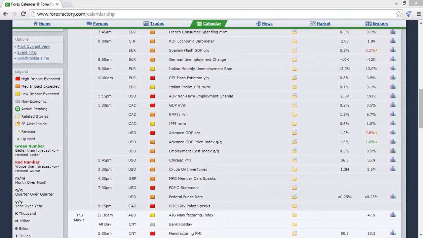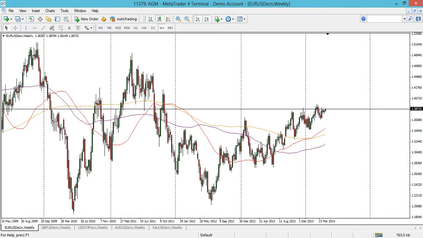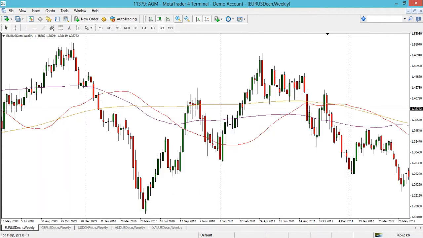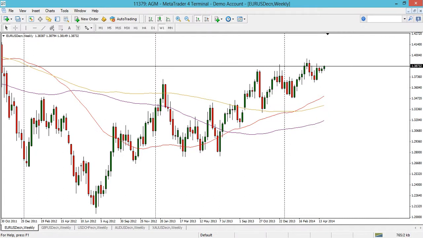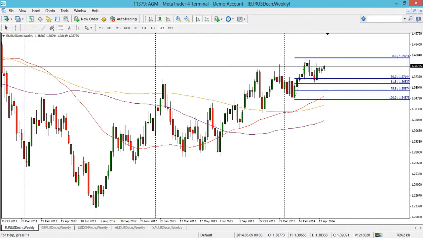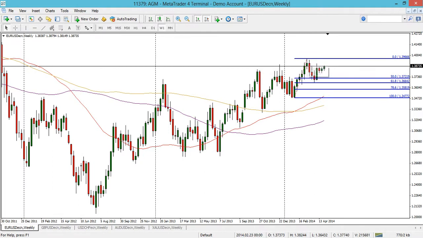Okay, let's flip it to the chart. So let's have a look at this euro dollar. This is the weekly chart. What's been going on? What have we been focused on? Obviously, we just have a brief look at this weekly. The setup that we've been focusing on is this one here. So this is just a fib from the yearly low to the yearly high of 2014.